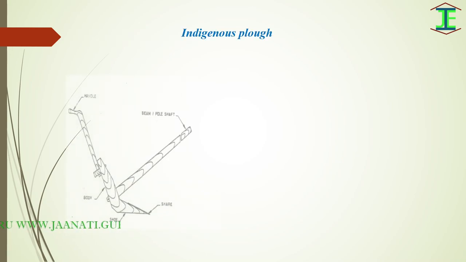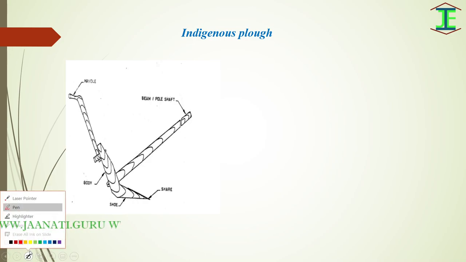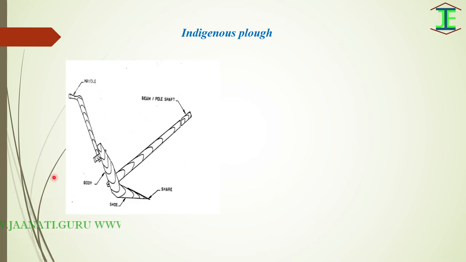First one is the indigenous plough. This indigenous plough is commonly used in our country and it is also called country plough. The main parts of this indigenous plough are the body, the whole body, and the share. This is the share. This share goes into the soil and cuts the soil. The cutting element of this indigenous plough is the share.